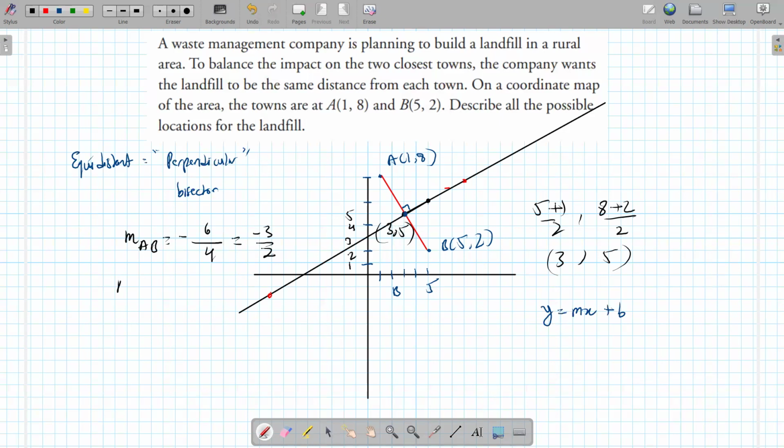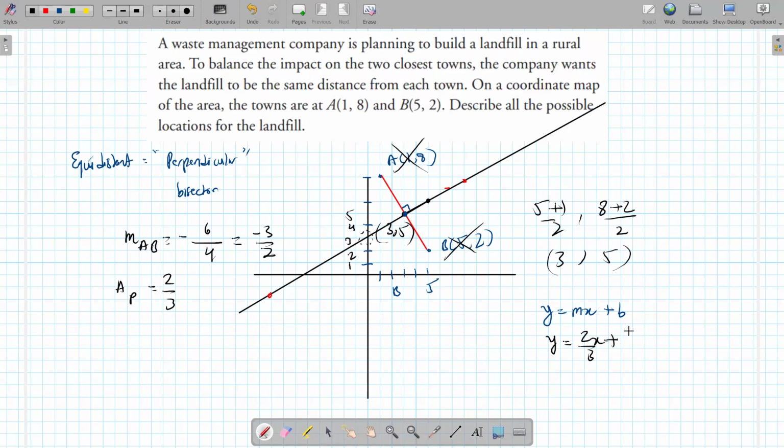What's going to be the slope of our perpendicular bisector? 2 over 3, the negative reciprocal. So now we have everything to answer this question. Slope is 2 over 3. The only point you can plug in as x and y is (3, 5). You can't plug in A or B because they're not on that line. You could plug in this other point, but I just eyeballed it, so I don't know if it actually goes through (0, 3). So I'm going to plug in (3, 5).